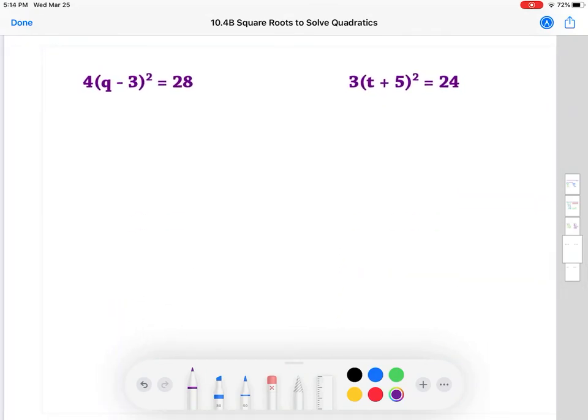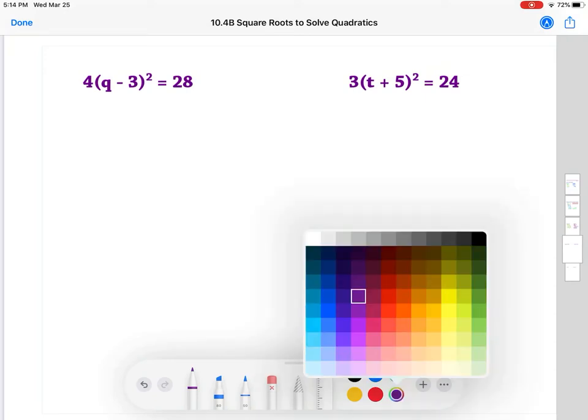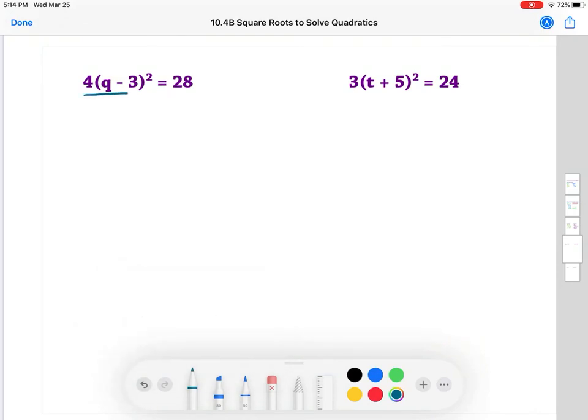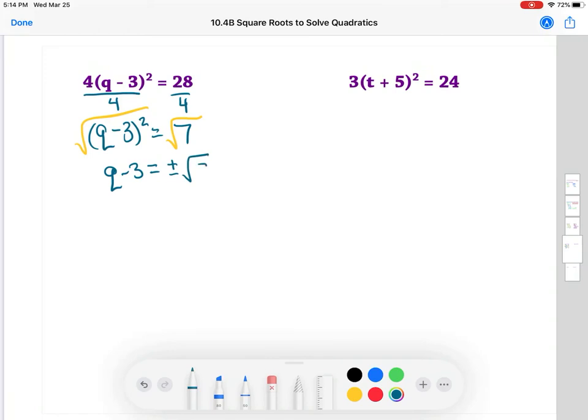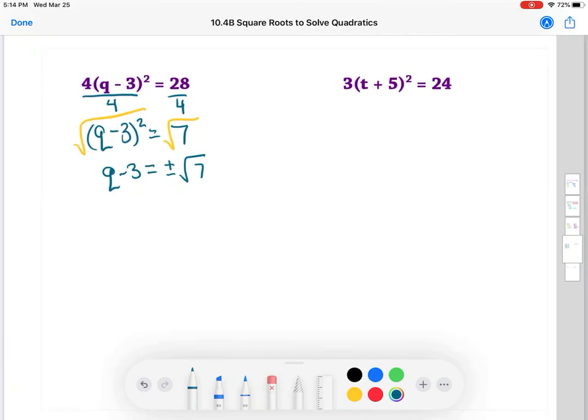I think we should try a couple more. Let's do this one. So we're going to divide by 4 because we need that squared thing to be all by itself. So (q minus 3) squared is equal to 7. Square root. So you get q minus 3 equals plus or minus, and that square root of 7, of course, is not a nice little decimal. So we're just going to leave it as root 7 for right now.